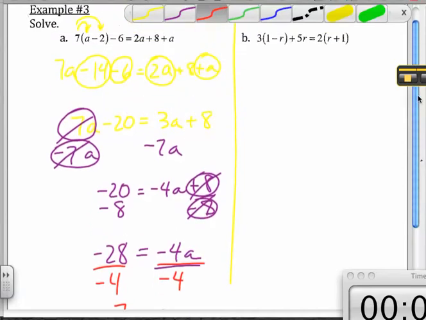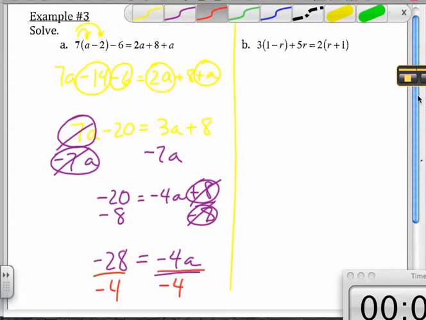I'm sorry, I almost skipped B here. Okay, what's the first thing that I want to do here, Miles? Miles says I need to simplify, and the very first thing I need to do to simplify is distribute. Good job, Miles. I'm going to distribute that 3 times 1 and get 3. 3 times minus r and get negative 3r. And I'm just going to drop down the 5r is equal to 2 times r, which is 2r, and 2 times 1, which is 2. Okay, so now I've distributed.